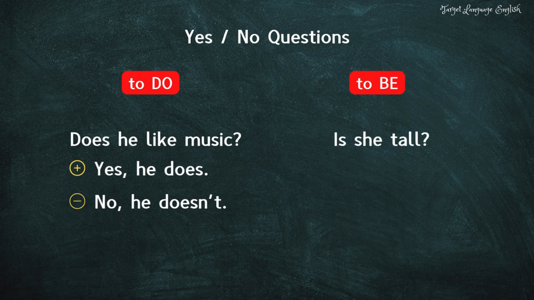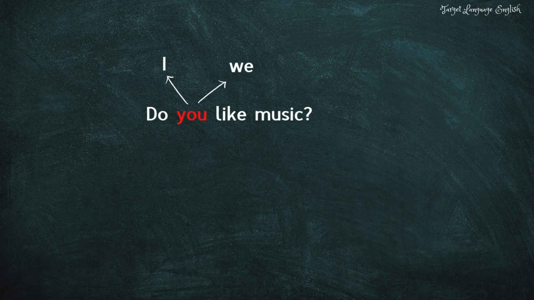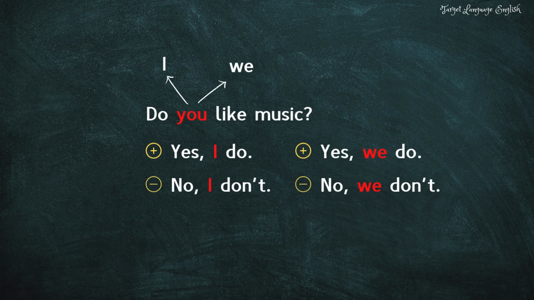Is she tall? Here we use the verb to be in the third person singular form, is. The positive short answer is yes, she is, and the negative, no, she isn't. If we have the pronoun you in the question, we need to replace the pronoun you with either I or we. For example, do you like music? In the affirmative, yes, I do, or yes, we do. In the negative, no, I don't, or no, we don't.